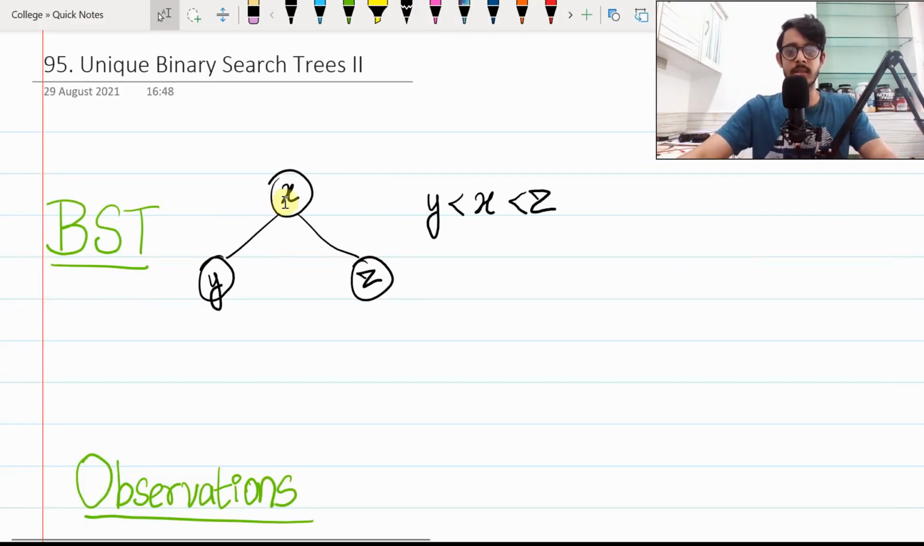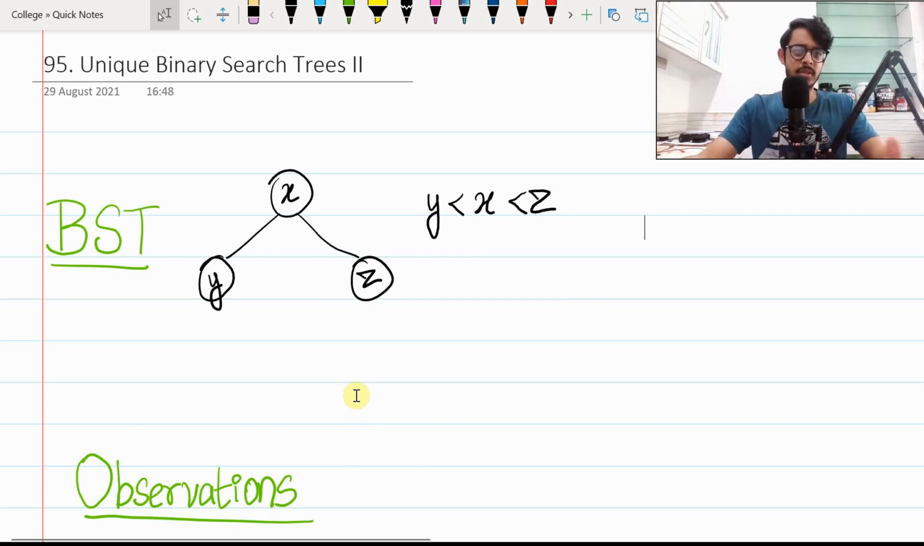Now we want to discuss what BSTs are in the first place. A node like x will follow this property: the node to the right, z, will be greater than it, and the node to the left of it, y, will be less than it. So y, x, and then z. This is sort of the structure we are going to follow. This is important to keep at the back of our mind, and let's go ahead and dive into observations.